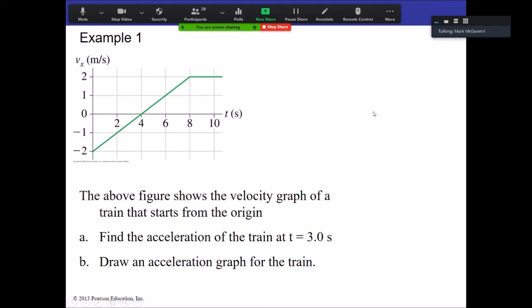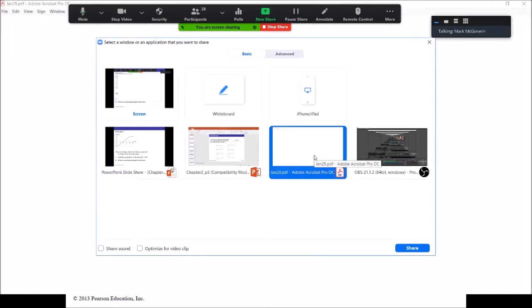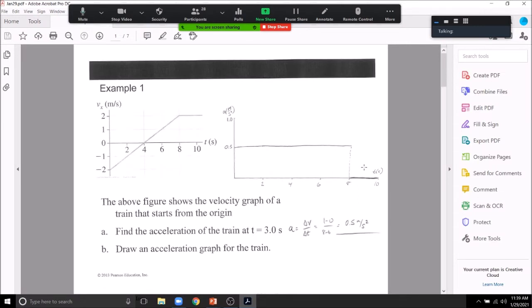Okay. Let's do an example now. We have a velocity graph and we want to determine what the acceleration is going to be. So we're going from velocity to acceleration. That means we're looking for slopes. All right? So let's do it. Here we go, right here.